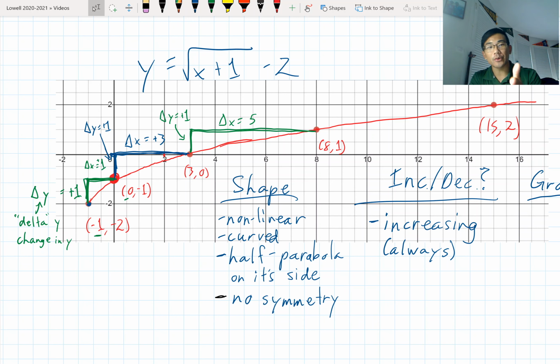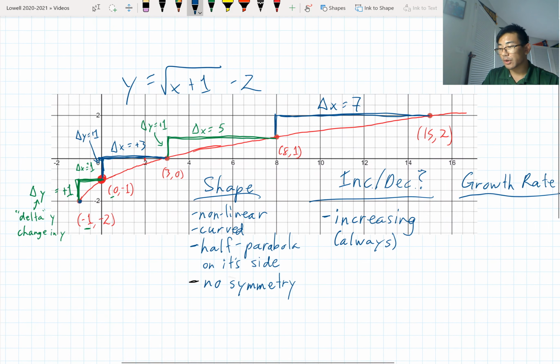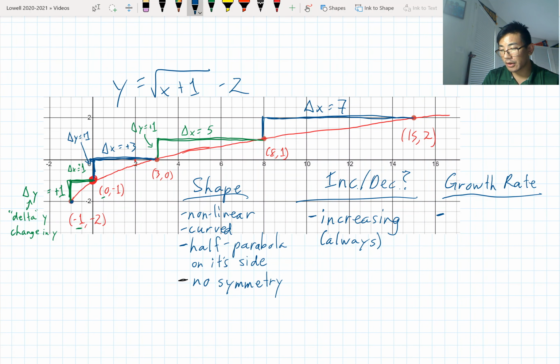And likewise, if we keep going, the next one, that final green one, to go up 1, I had to go over 5. And you can see that that's getting stretched out even more over here, where to go up 1, you need to go, how far in the x direction? I think 7 right there. And so that's a way that we can see our growth rate. Our growth rate starts fast, but it actually slows down. The growth rate slows down as you go left to right, or as x increases, i.e. as we go left to right.